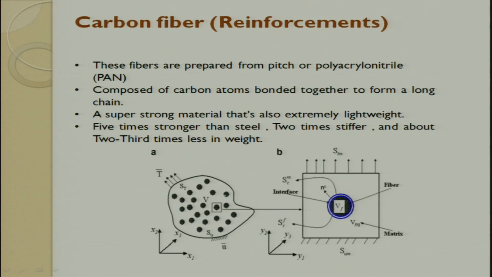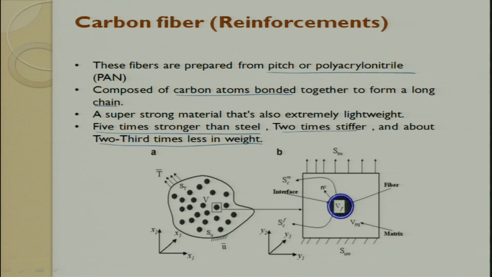The reinforcement, these fibers, the carbon fibers, are first prepared from pitch or PAN. The carbon atoms bond together to form a long chain. So, in pitch or PAN, the carbon atoms are bonded together to form a long chain. This super strong material that is also extremely lightweight is carbon fiber. It is 5 times stronger than steel, 2 times stiffer and about 2/3 less weight as compared to steel. So, this is a carbon fiber.